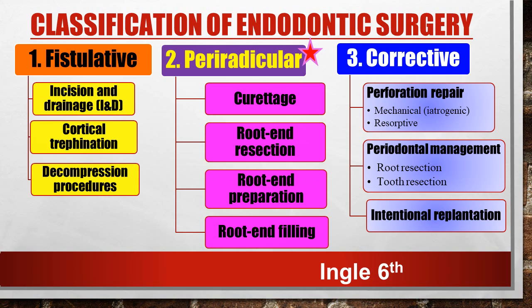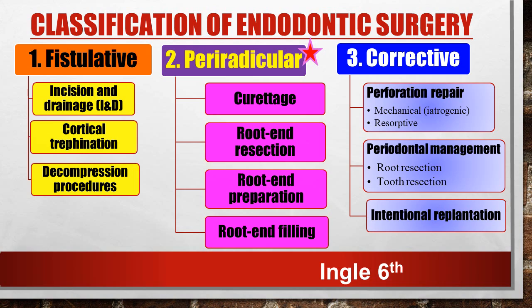Decompression, again, is to reduce the size of lesions. So you can do decompression. Curettage. Now coming to your periradicular surgeries, curettage is something like cleaning up the area around the root and removing all the granulation tissue. You are degranulating the area.